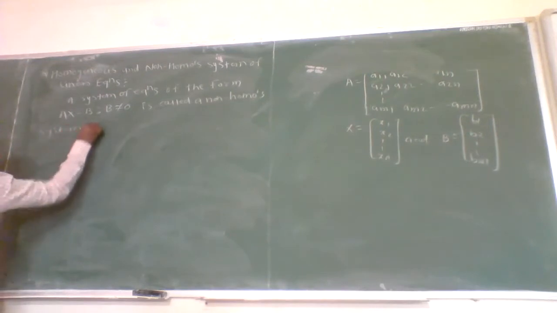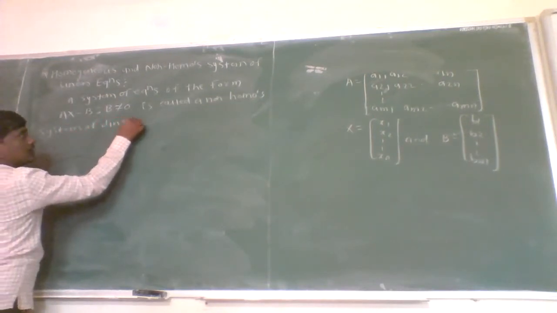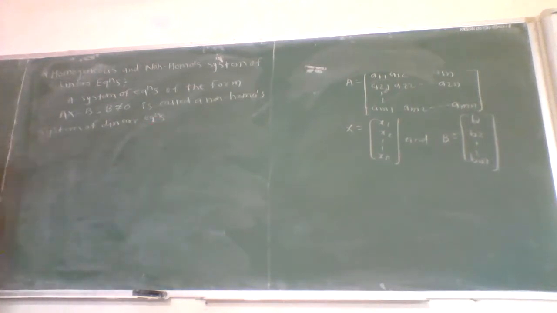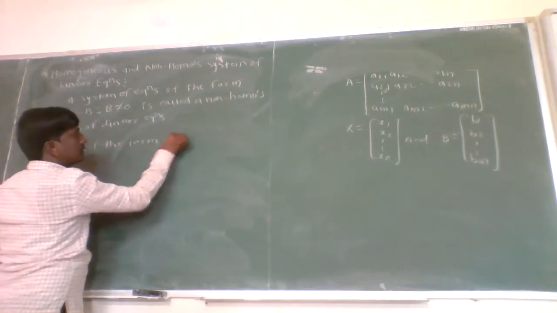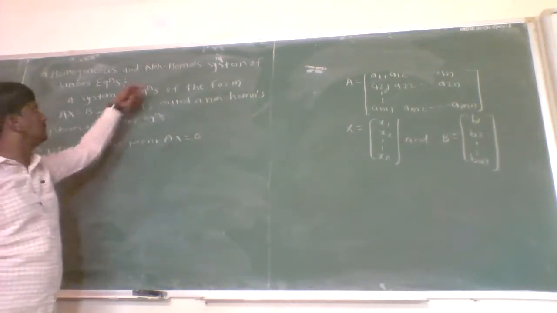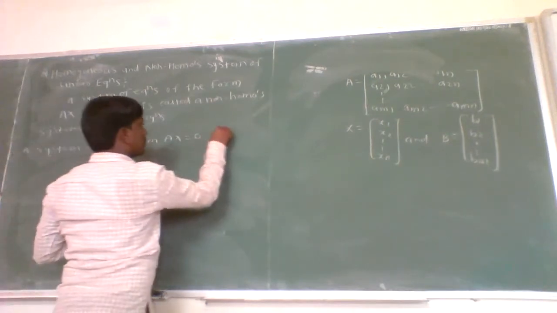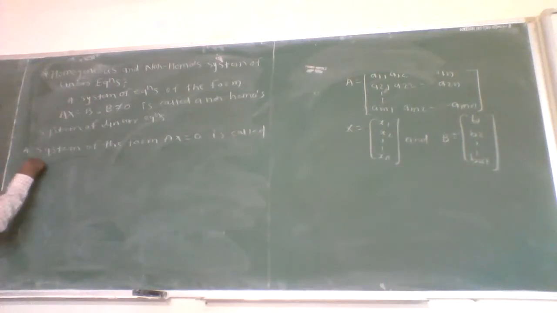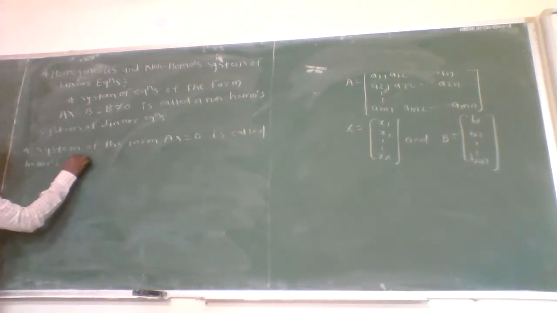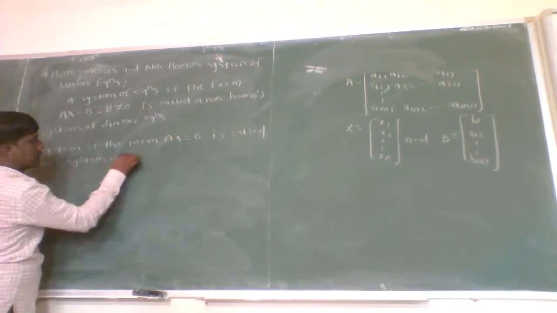Similarly, a system of the form Ax equal to 0, that is, here the value of this B is 0, is called a homogeneous system of linear equations.